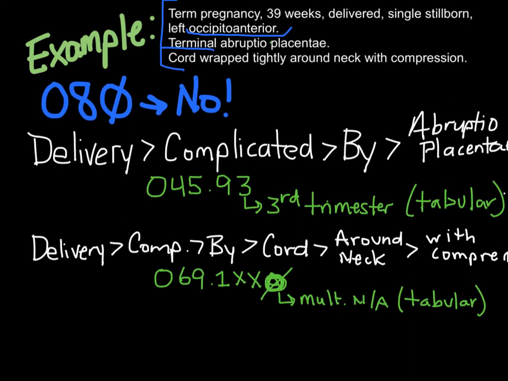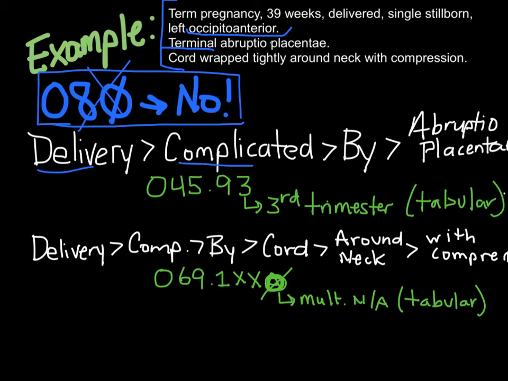And then cord wrapped tightly around neck with compression. So right off the bat, we can tell that this is not going to be an O80 code, right? This is not a simple, normal, uncomplicated delivery. We have a stillborn, we have complications, so we cannot use this code. So instead, we will go to the main term of delivery, complicated by abruptio placentae, which leads us to O45.9. When we check the tabular, it pulls in this last character for the third trimester.